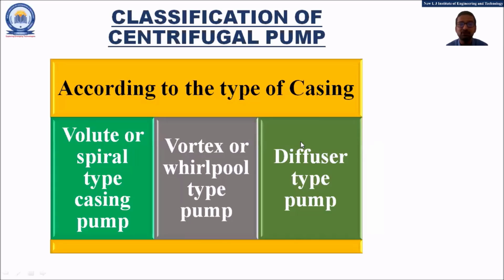Let us proceed further and understand the classification of the centrifugal pump. So the first classification is according to the design of the casing. According to this parameter, the centrifugal pumps are classified into 3 types. They are the volute or the spiral type casing pump. The next one is the vortex or the whirlpool type pump, and the third one is the diffuser type pump. As we are proceeding further in this lecture, we will be discussing all these 3 types of pumps.